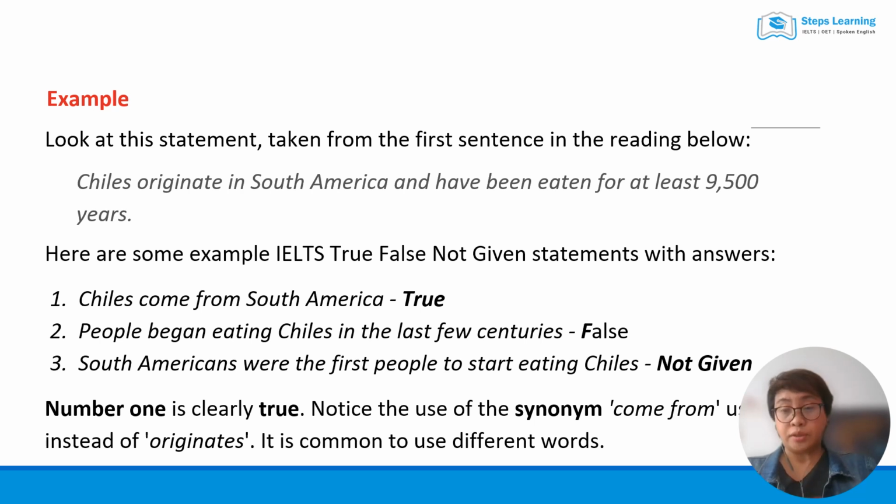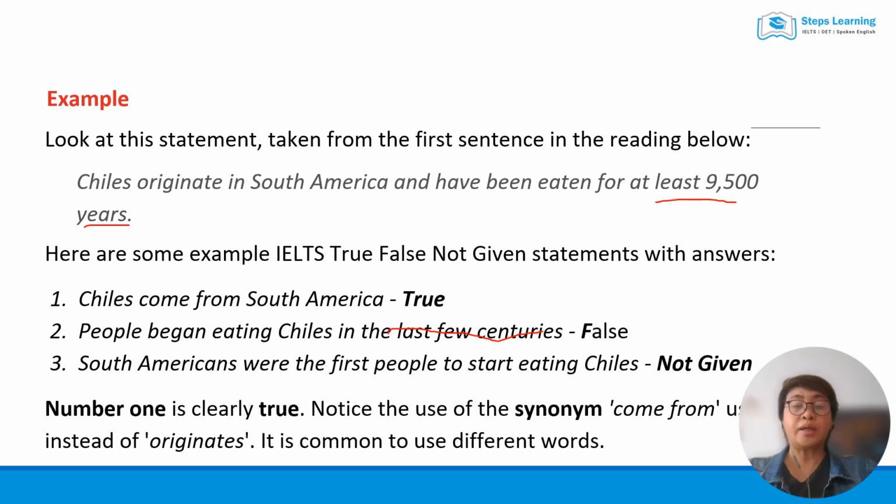Next, let's go to question number 2. People began eating chiles in the last few centuries. Now, here, let's try to underline in the last few centuries. So try to underline numbers and check. If we look at the original, it says at least 9,500 years. So that's why at least 9,500 years is not the same as in the last few centuries. That's why the answer is false.